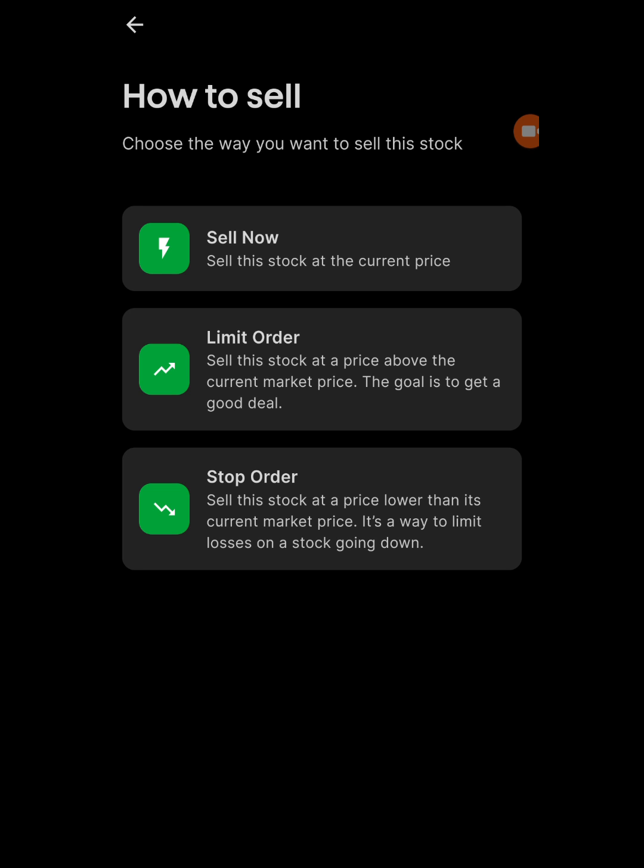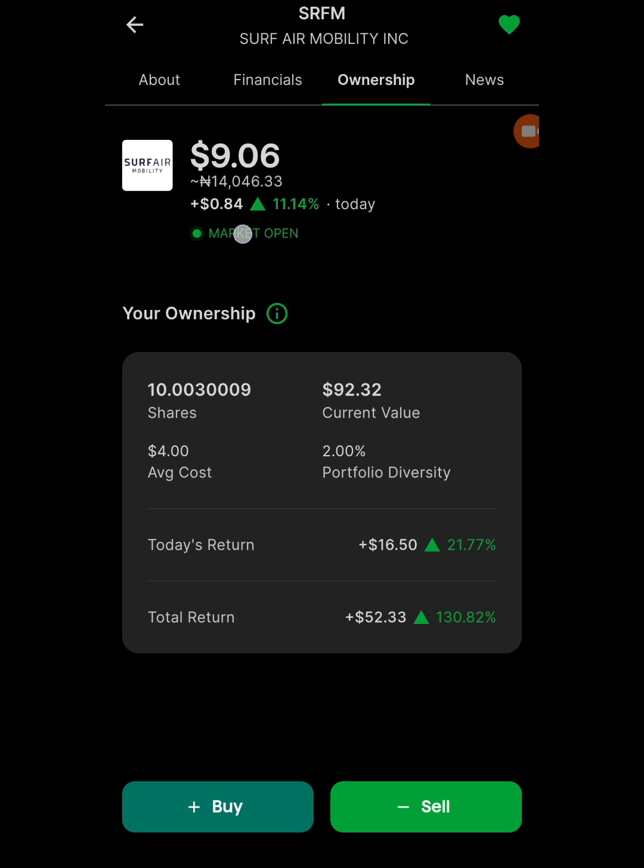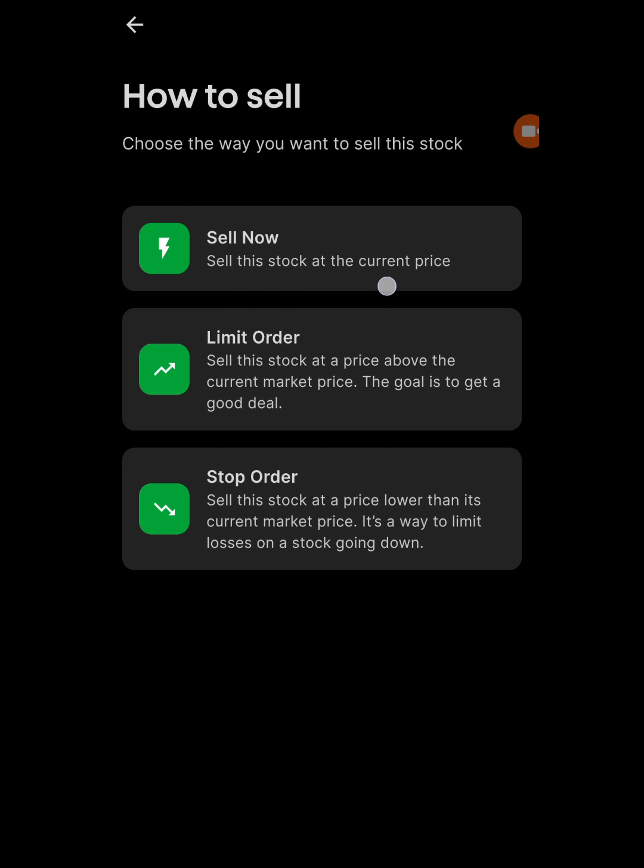If you want to sell when it goes up higher, you select this one: sell if it's above the market price. If you want to sell when it goes lower than it is, maybe you are scared that you lose all your money, if it goes lower than it is now, you can use the stop order. But on a normal day, as long as the market is open, as you can see here, what you want to do is just use the sell now option.